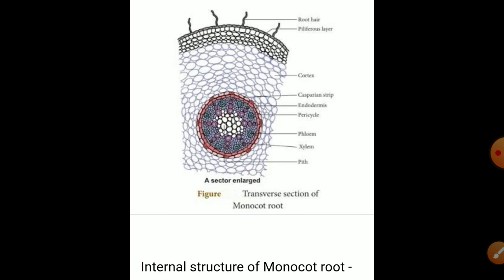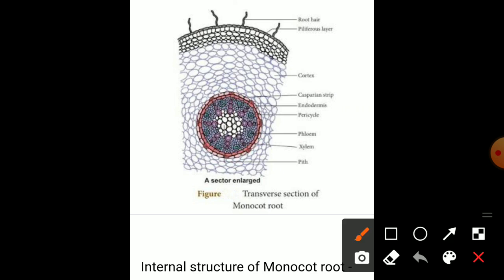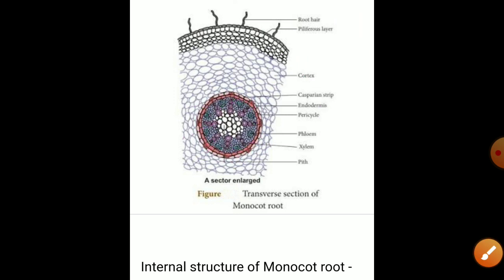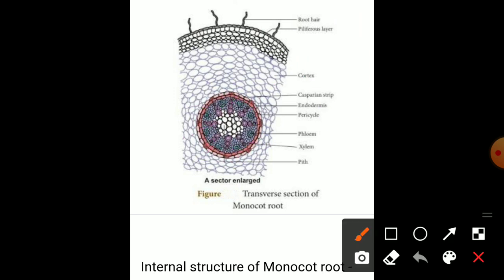Now this is one more figure of a monocot root showing the same structure very beautifully: epidermis, root hairs are there, the epidermis or piliferous layer, this is the hypodermal part with thick walls, this is the parenchymatous cortex, this is the endodermis, this is the pericycle, and these are the xylem bundles 1, 2, 3, 4, 5, 6, 7, 8. Eight radial xylem bundles are there, and between the xylem bundles there is phloem.